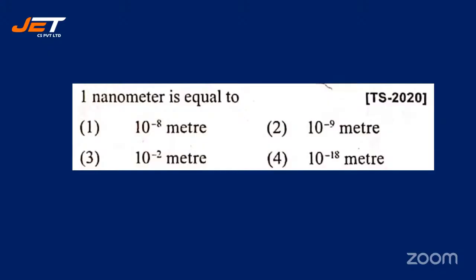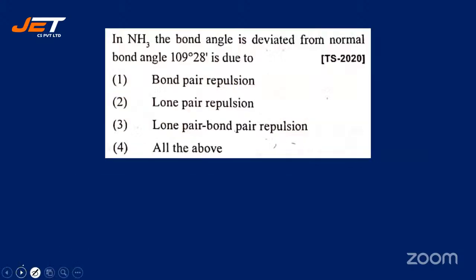Jansi, option 2. Afia is mentioning it as option 2. So let us see. Yes, option 2 is correct. 1 nanometer is equal to 10 to the power of minus 9 meters.